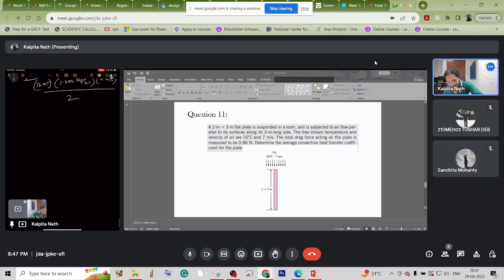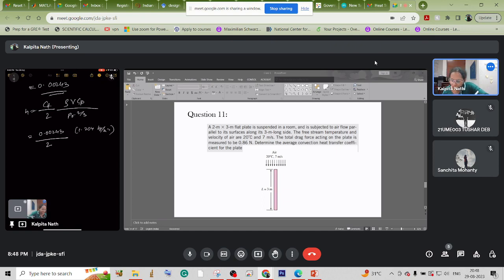So this question, okay, it's divided by 2, then we are just converting it to Newton, so kg meter per second square is 1 Newton. So this will come out to be 0.00243. By the Chilton-Colburn equation, we already know that h is equal to Cf by 2, rho V Cp, divided by Prandtl number to the power 2 by 3. So if we solve this, 0.00243 by 2, 1.204 kg per meter cube, 7 meter per second, and Cp is 1007 joule per kg degree Celsius.